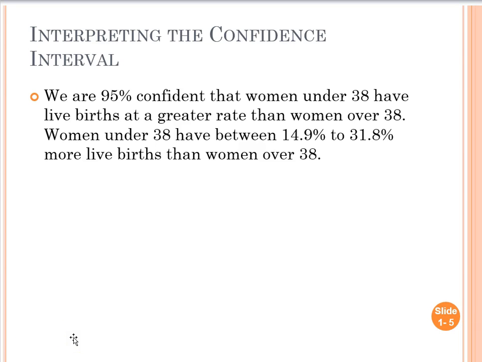We are 95% confident that women under 38 have live births at a greater rate than women over 38. Women under 38 have between 15% and 32% more live births than women over the age of 38.